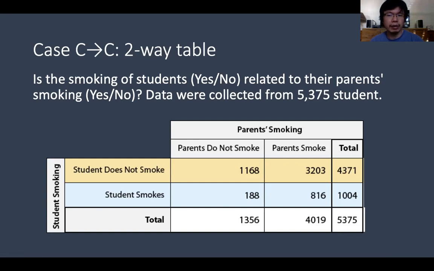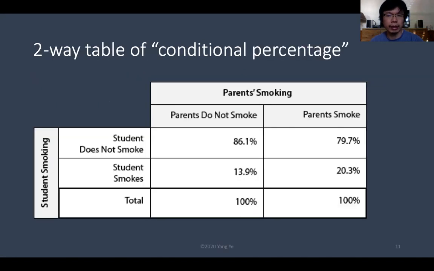And the next step, in order to depict the relationship between parents smoking and students smoking, is we have to turn them into a two-way table of conditional percentages. Conditional in the sense that it's conditional within each level of the independent variable. And in this case, we're interested in whether parent smoking affects student smoking. So parent smoking is the independent variable.